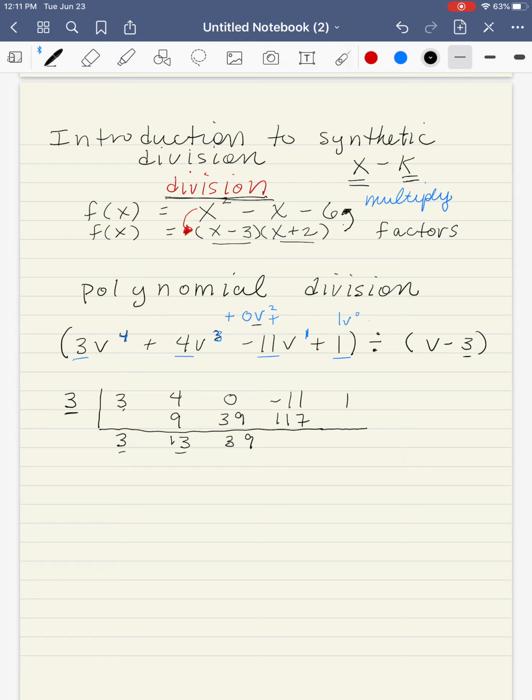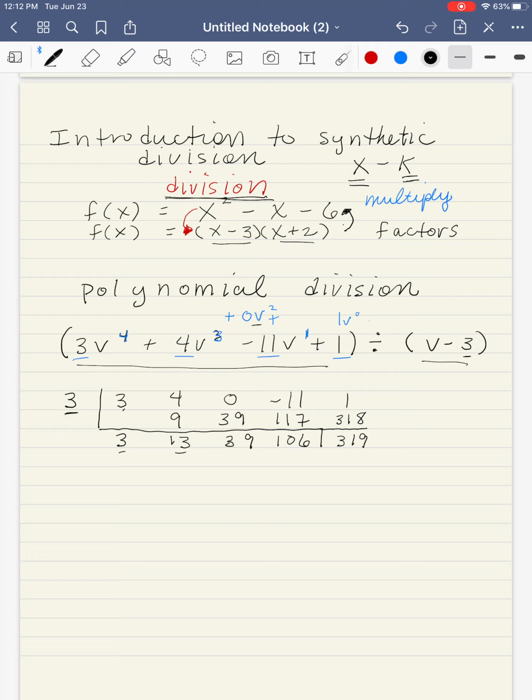Okay, so I multiplied 3 times 39. That's 117, and you can use your calculator for these larger numbers. And then negative 11 plus 117 is 106. And then 3 times 106 is 318. And then 1 plus 318 is 319.